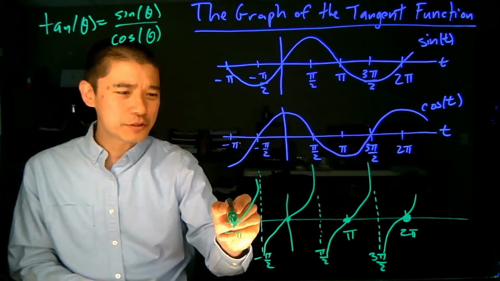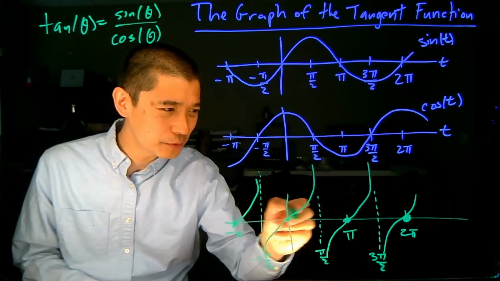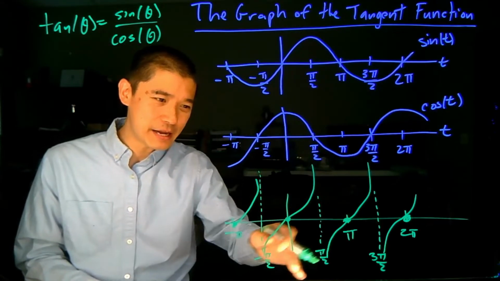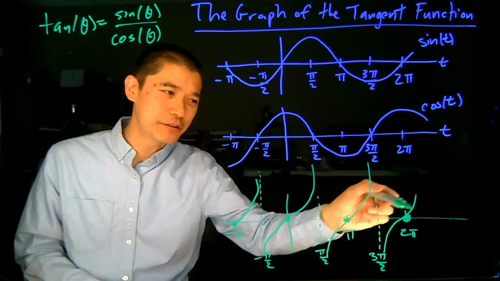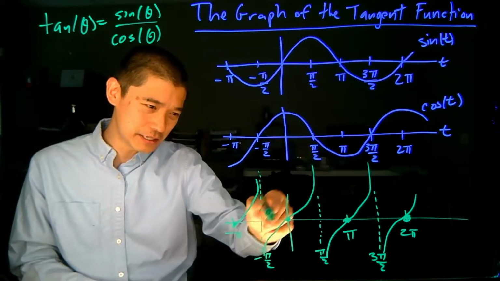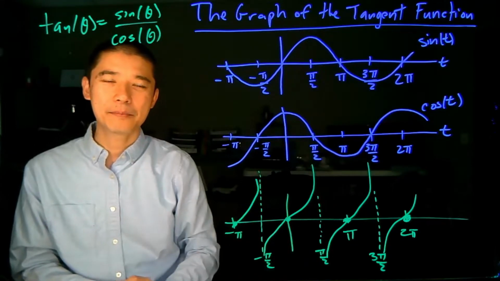We see that it's equal to 0 at the multiples of pi. And it has vertical asymptotes at the half pi, so plus or minus pi over 2, 3 pi over 2, 5 pi over 2, and so on. And it has this basic shape that it's an increasing function between these vertical asymptotes.